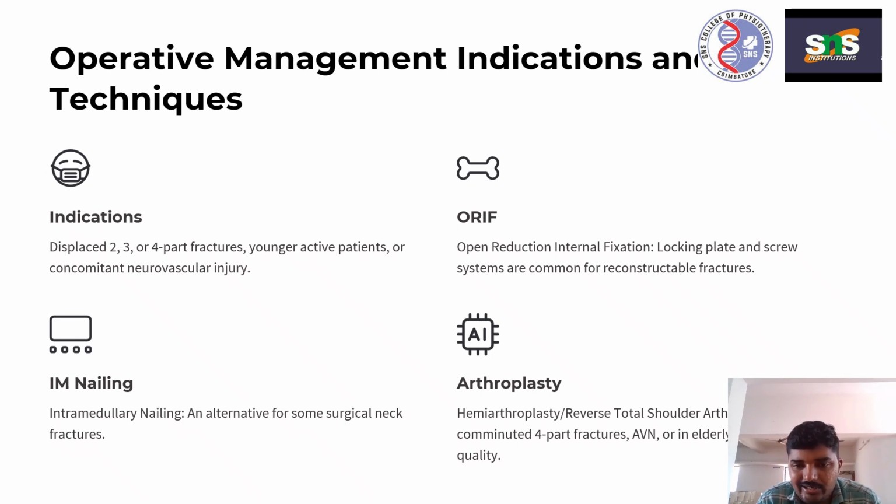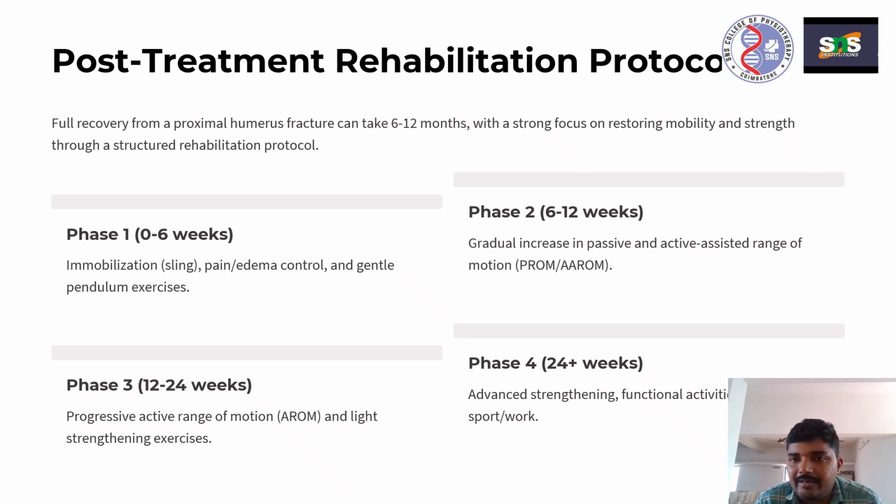Then arthroplasty. Hemiarthroplasty or reverse total shoulder arthroplasty is used for comminuted four-part fractures, avascular necrosis, and in elderly patients, for quality of life. Then the post-treatment rehabilitation protocol. Full recovery from a proximal humerus fracture can take 6 to 12 months, with a strong focus on restoring mobility and strength through a structured rehabilitation protocol.